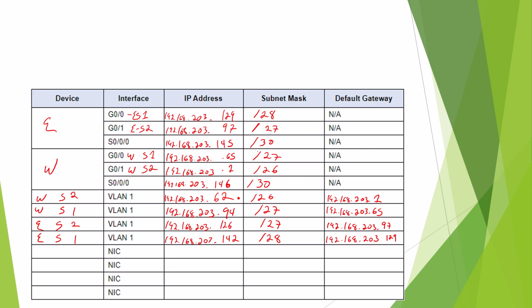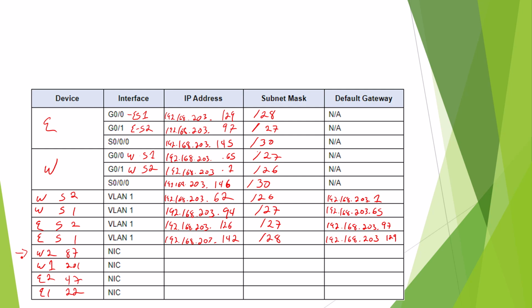Alright, now we have our PCs. And our PCs, I'm going to keep the same structure. West switch 2's PC is W2, W1, East 2, East 1. Alright, so this is second usable.